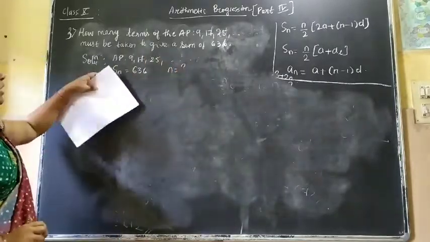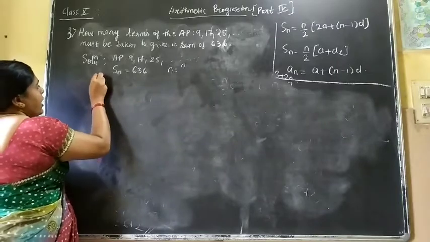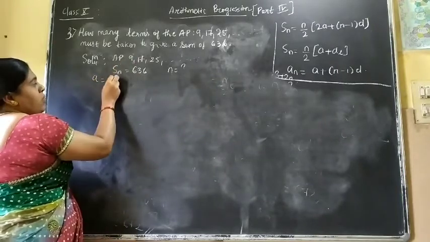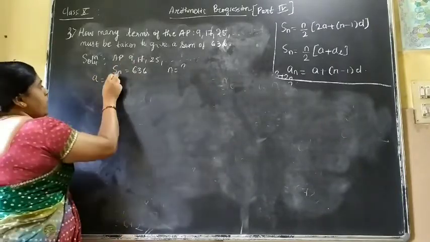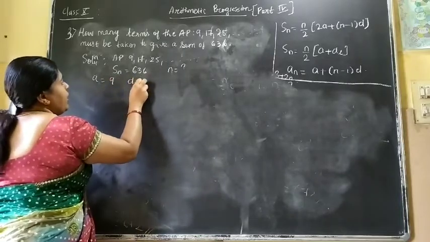Now from the AP we are going to get the value of a. What is the first term? It is nothing but 9. So now the common difference we need to find. How to find it?